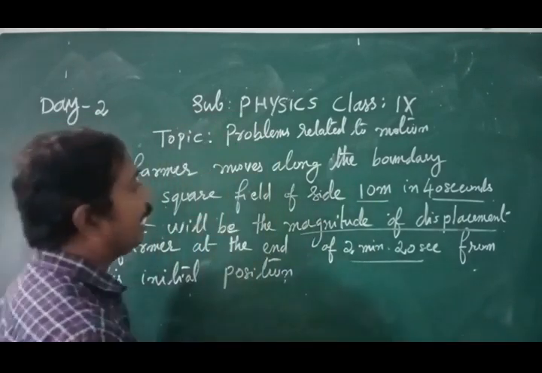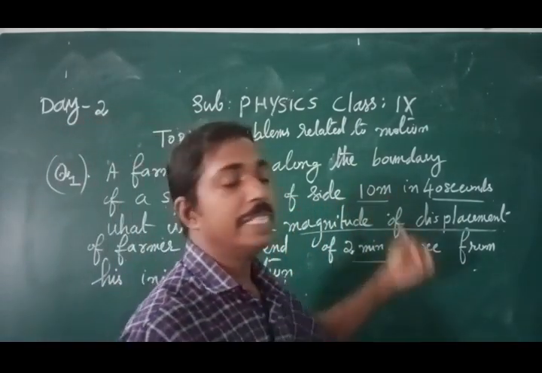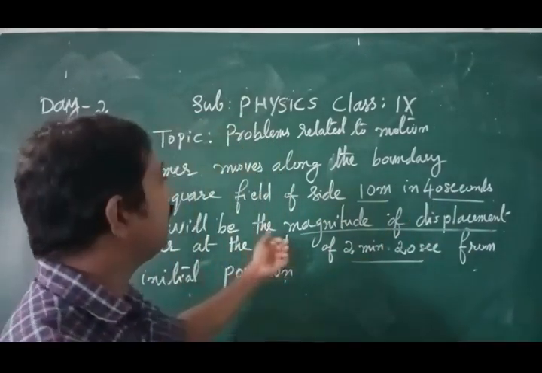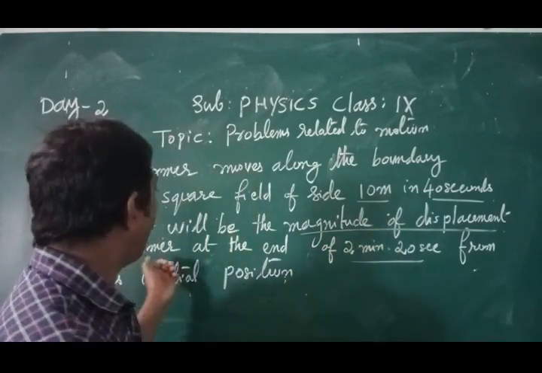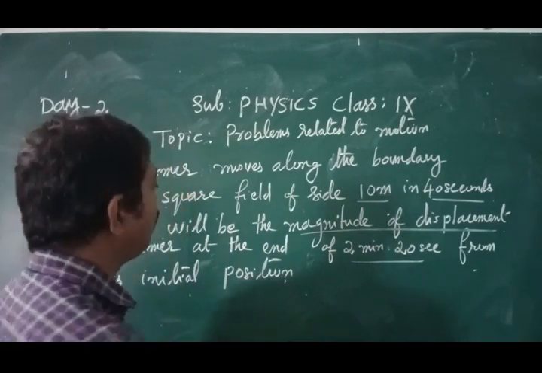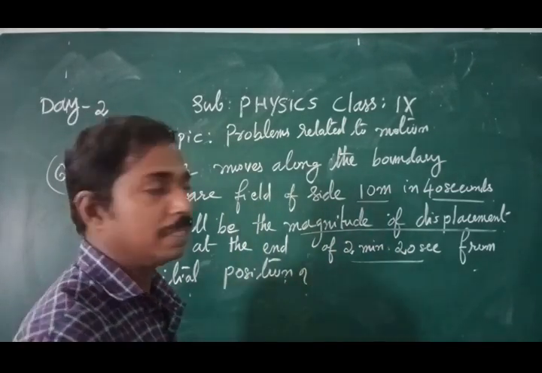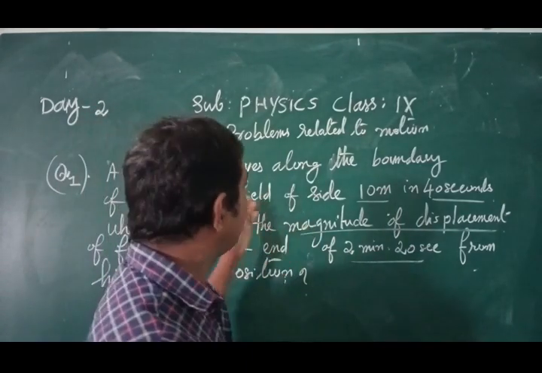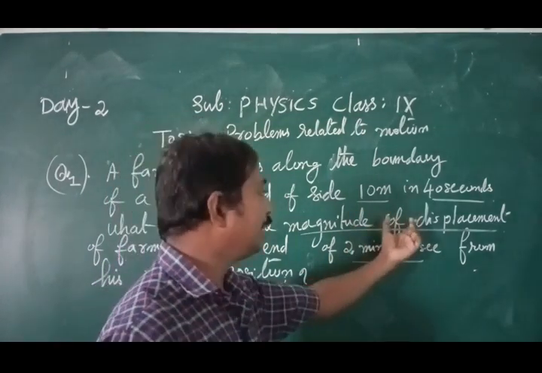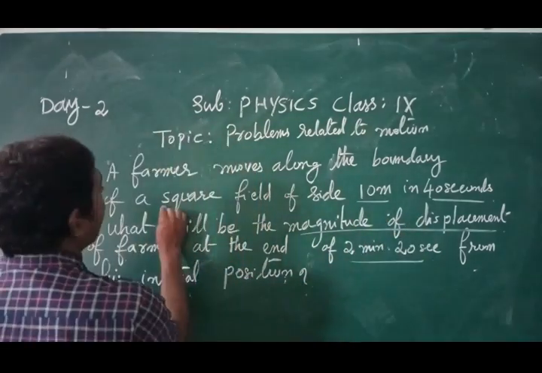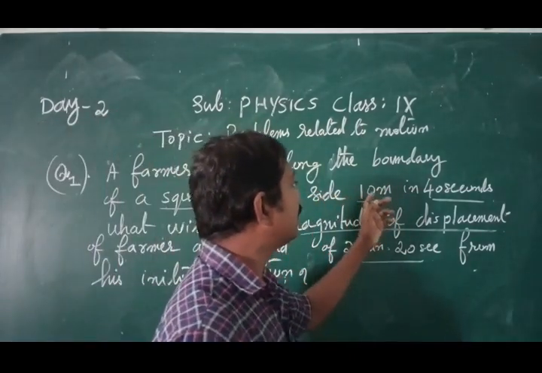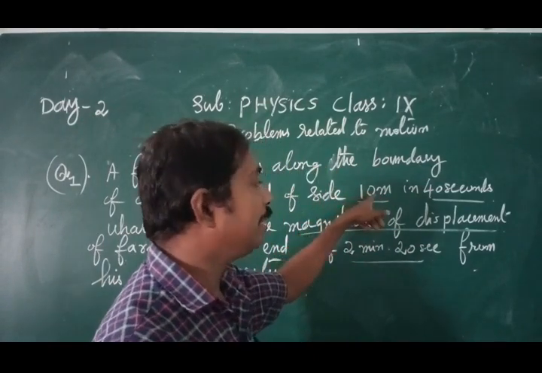A farmer moves along the boundary of a square field of side 10 meter in 40 seconds. What will be the magnitude of displacement of the farmer at the end of 2 minutes 20 seconds from the initial position? This is the question we have. When you read the question, you are asked to find the magnitude of displacement. The shape of the field is a square, and one side is 10 meter.